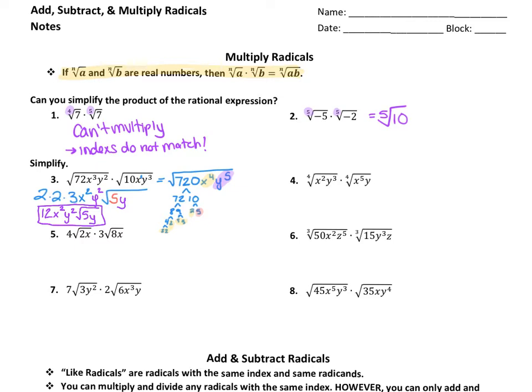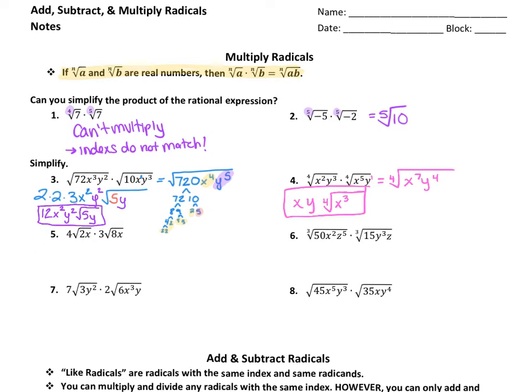Let's do the same idea in number 4. I'm going to multiply these together first, so I get the 4th root of x to the 7th and y to the 4th, because 2 and 5 is 7, and 3 and 1 is 4. Now when I'm simplifying this, remember I'm looking for groups of 4. With x to the 7th, I have one group of 4 and 3 remainders, so the x to the 3rd would stay inside. With y to the 4th, I have one y group with no remainders. So this would be my final answer for number 4.